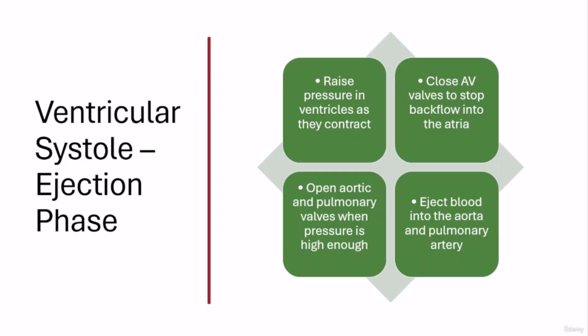When the ventricles contract, pressure rises quickly, causing the atrioventricular valve to close so blood does not go backward into the atria. Then the semilunar valve opens to allow blood to move into the aorta and pulmonary artery. This is the strongest part of the heartbeat, where most of the force comes from, especially from the left ventricle. After the blood is pushed out, the ventricles relax and prepare for the next filling phase.